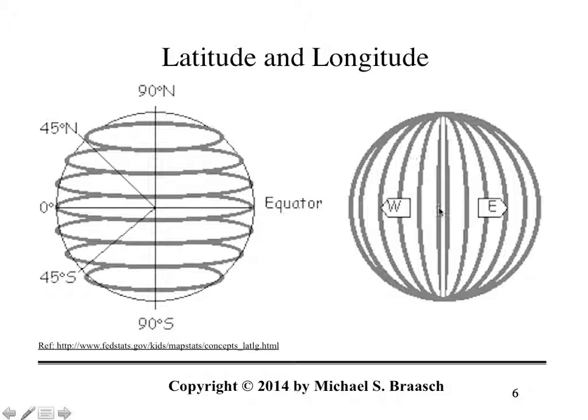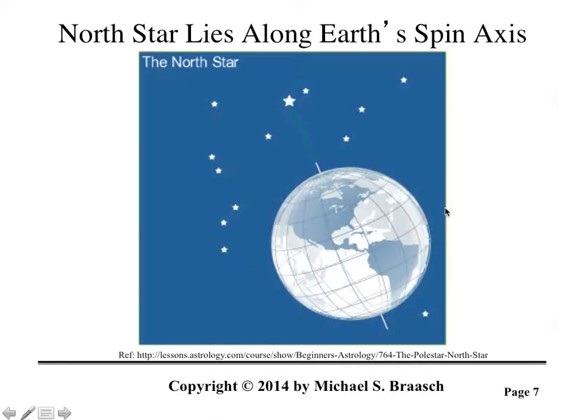Now, by contrast, longitude, these vertical lines, circles around the Earth, and a particular line of longitude will tell you how far you are east or west of the prime meridian or the Greenwich meridian. So the bottom line is that latitude is an indication of how far you are north or south on the Earth, and then longitude is an indication of how far you are east or west on the Earth. All right, well, how does this work with respect to the stars?